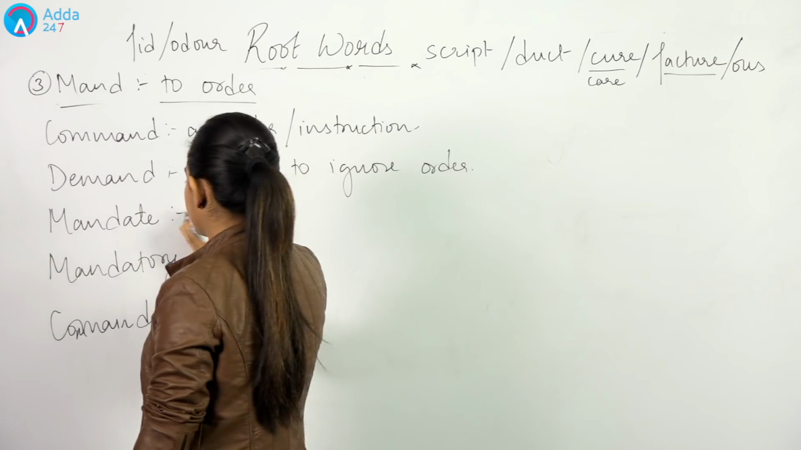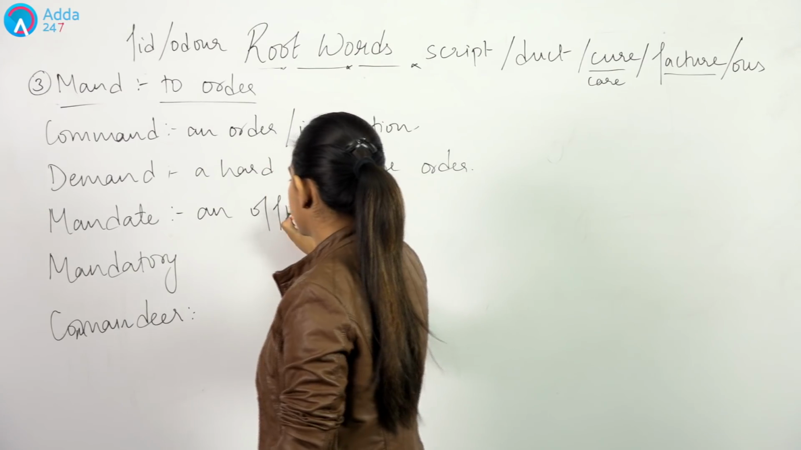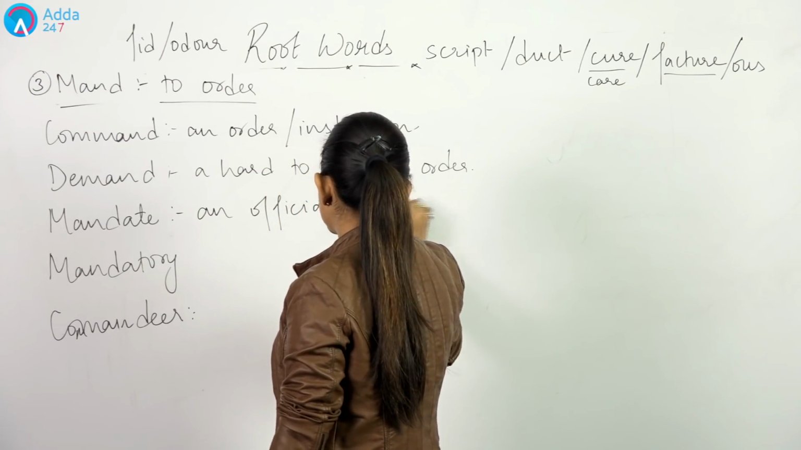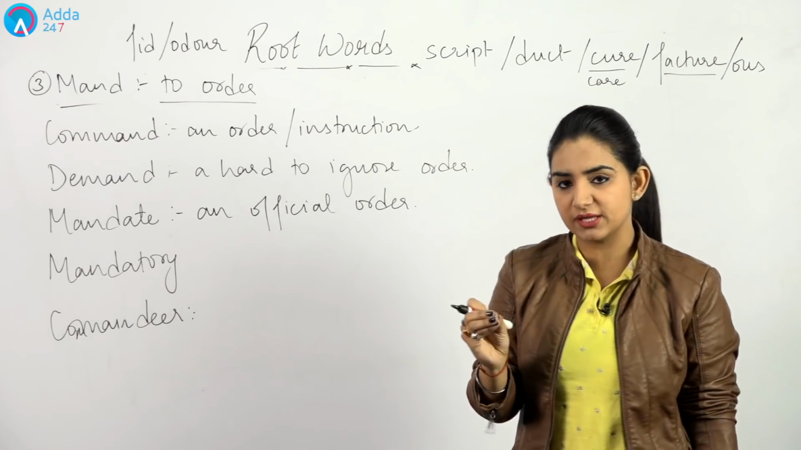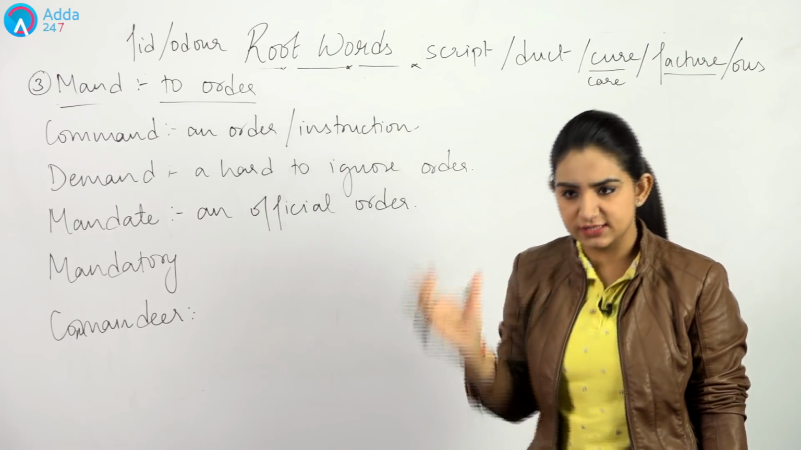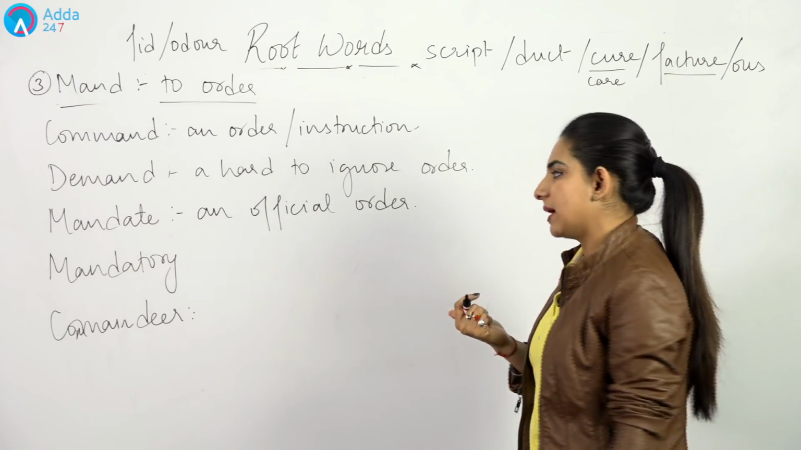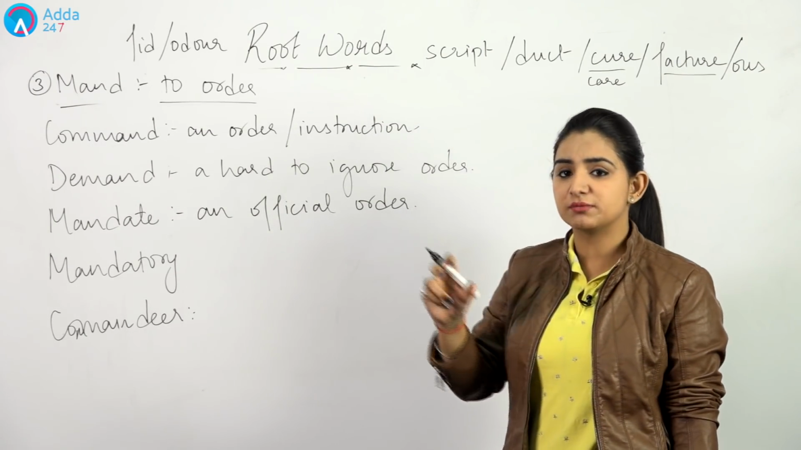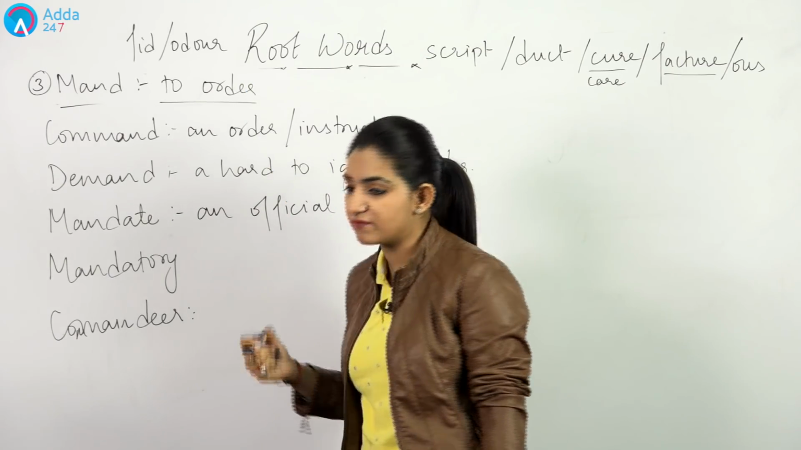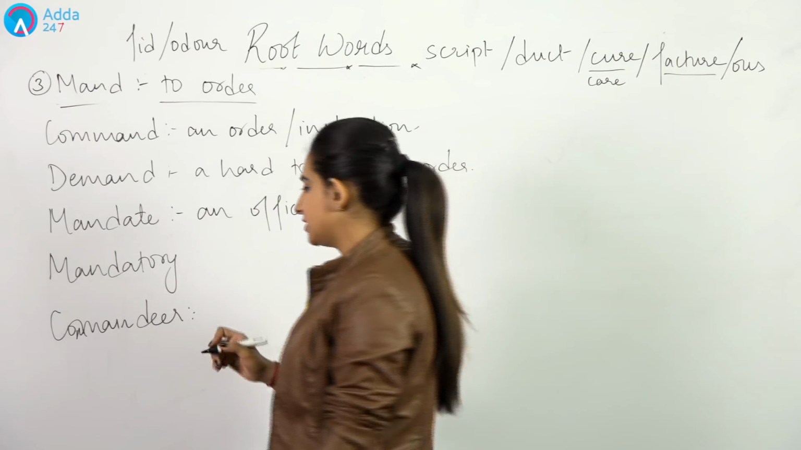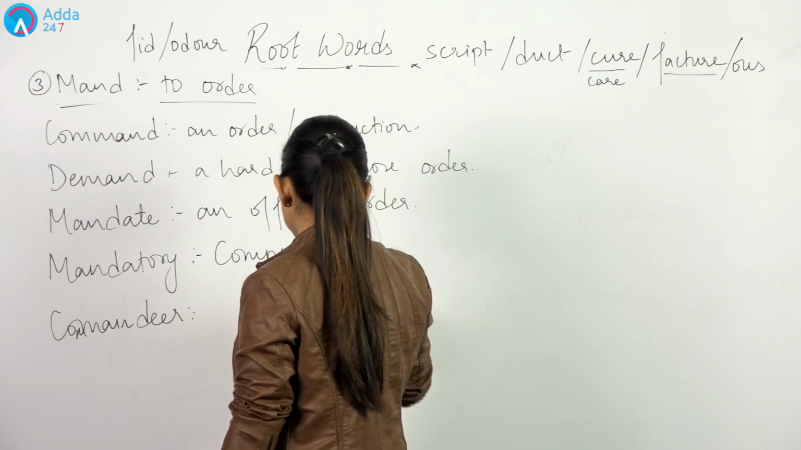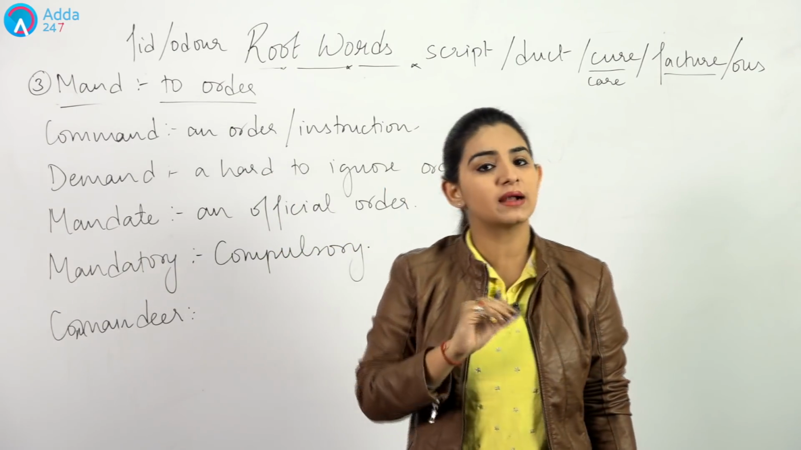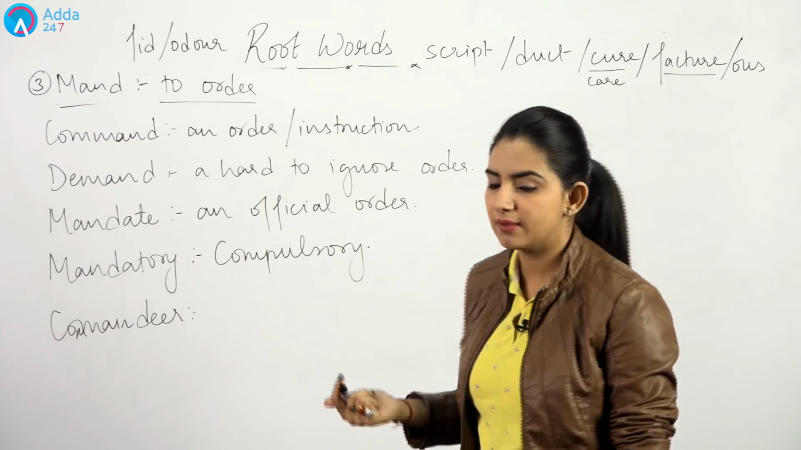Next is mandate. Mandate is an official order. It is an official order that is published for all the public in the country or in the city or in the state. So that is what we mean by mandate. In Hindi we call it Jan Hit Mein Jari. That is what we mean by mandate, an official order that belongs to each and every citizen of that place. Then we say mandatory. Mandatory means compulsory. Compulsory as in this is an order that you need to follow no matter what happens, right? So this is what we mean by mandatory.